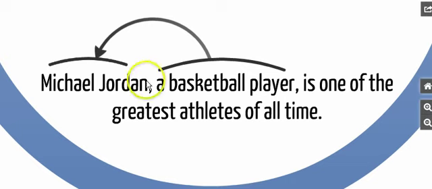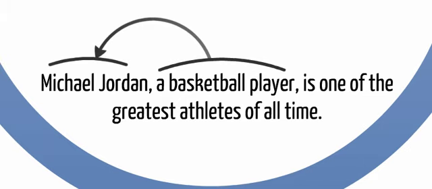If you see right here, I added this phrase, a basketball player. This is called an appositive. It gives more information about Michael Jordan. That's what an appositive does. It simply gives extra information about a noun to put more information into your sentence and make your writing more interesting for your reader.